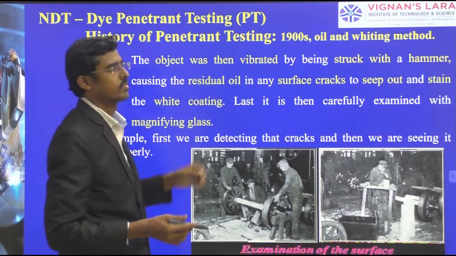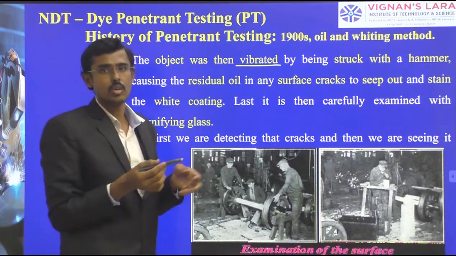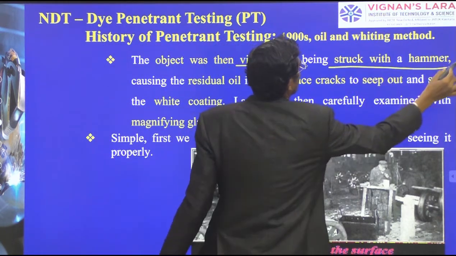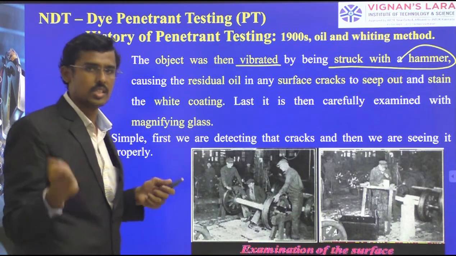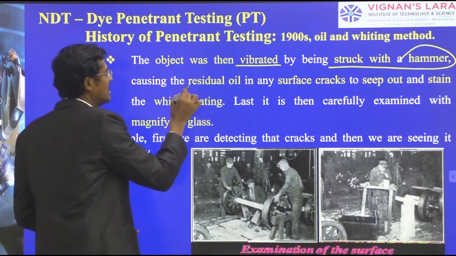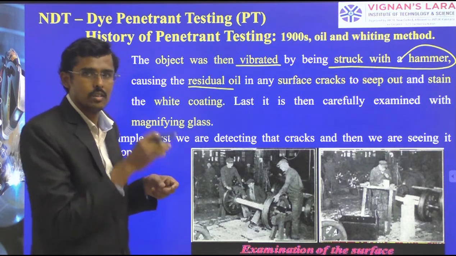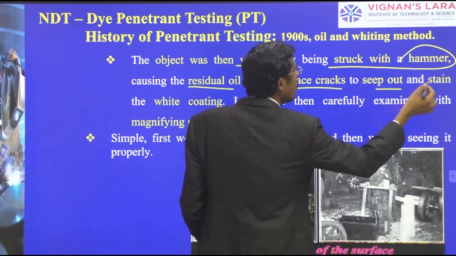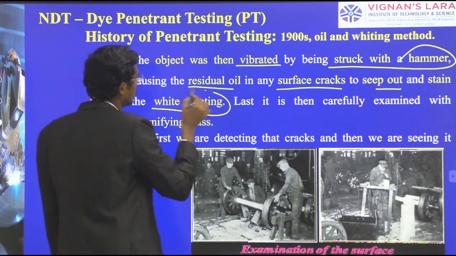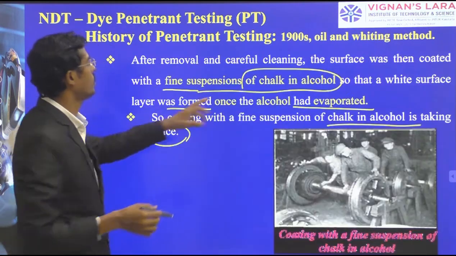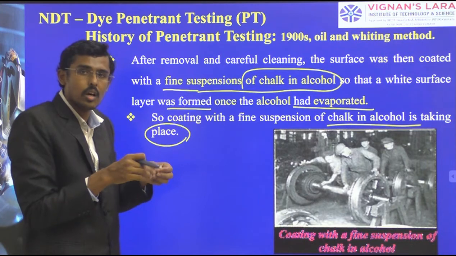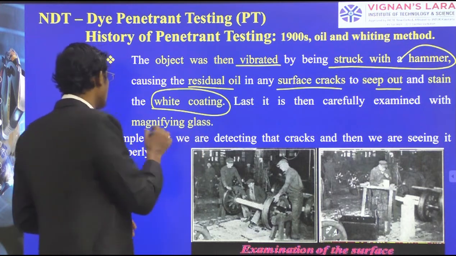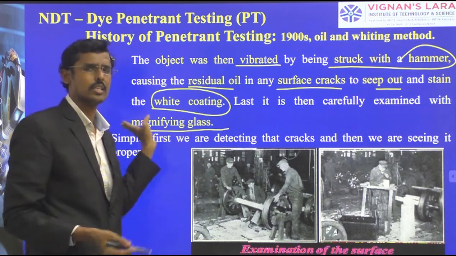The object is then vibrated, so the oil wants to come out and interact with the chalk powder. It is vibrated by striking with a hammer, some hitting, some shaking. This causes residual oil, which is nothing but oil stored in the crack, to seep out and stain the white coating. The oil is absorbed by the chalk powder on the surface. Lastly, it is carefully examined with a magnifying glass if required.